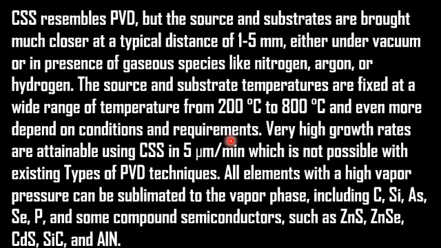The temperature of the source material, which is basically evaporated in the closed space sublimation process, may vary depending on the melting point of the source material. It may vary around 800 degrees centigrade and even more. But the temperature of the substrate is slightly lower. It may be in the range of 200 degrees centigrade to 500 degrees centigrade.